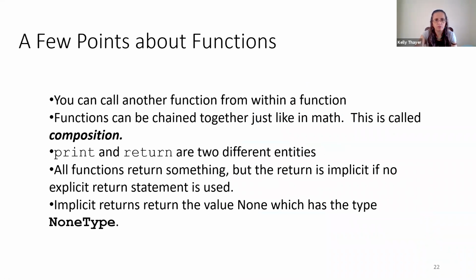So there are a few points about functions that I just want to reiterate. You can call another function from within a function. Functions can be chained together, just like in math. This is called composition. Print and return are 2 distinct entities, and you should not confuse those 2 things. All functions return something, but the return is implicit if no explicit return statement is used. All functions do return something. Implicit returns return the value None, which has the type NoneType. So if you do the type of that function, it will get the type of what it returns, which is NoneType.